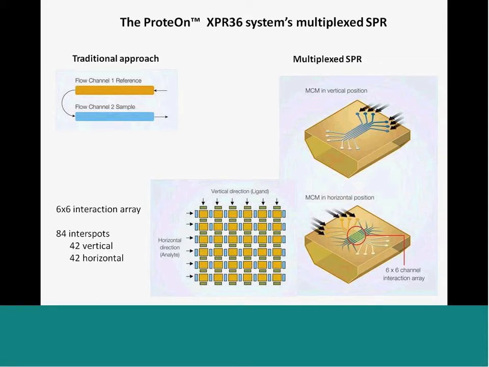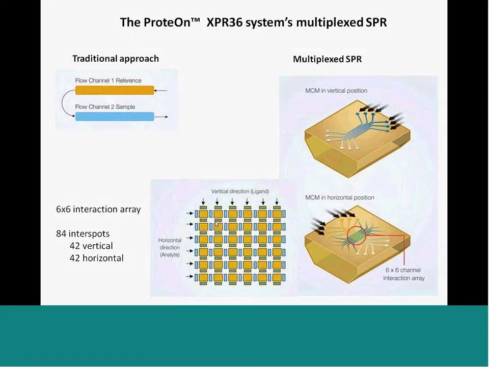In comparison, the ProteOn XPR36 system has a 6-by-6 interaction array, which is seen on the right side of the slides. There is a glass prism with the 6-by-6 arrays, which makes 36 interaction points. But of course, there are also interspots between the interaction spots, and there are 42 vertical and 42 horizontal interspots. And these interspots serve as referencing for the measurement.